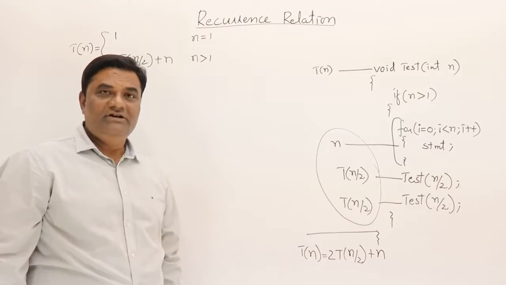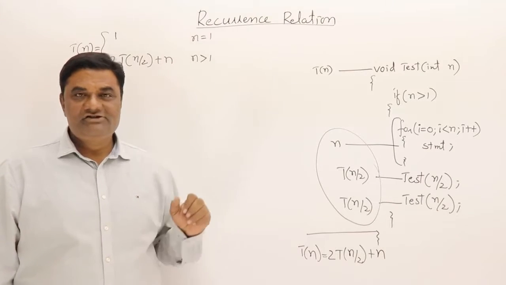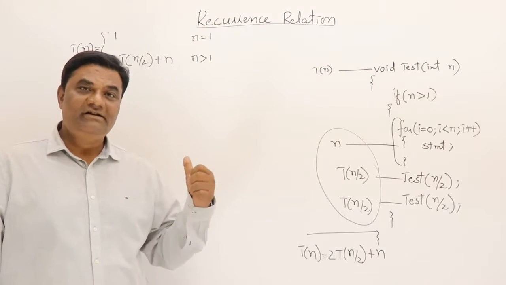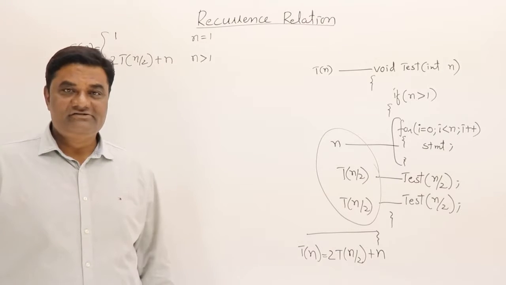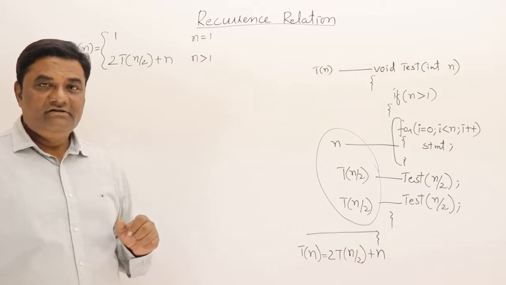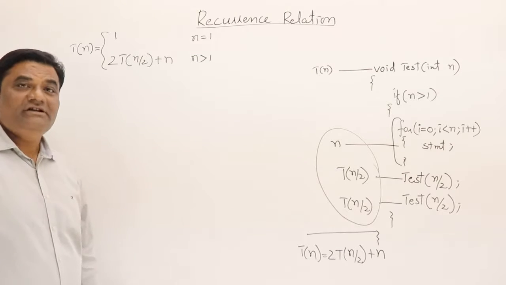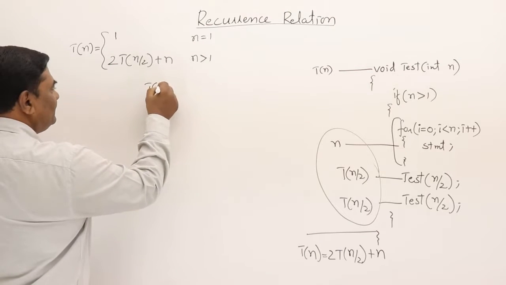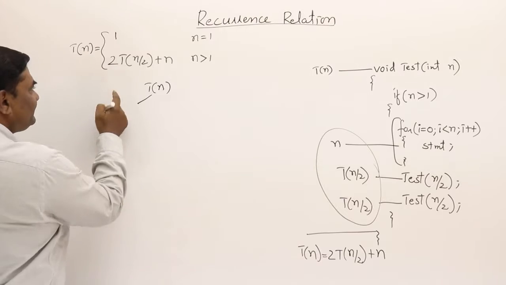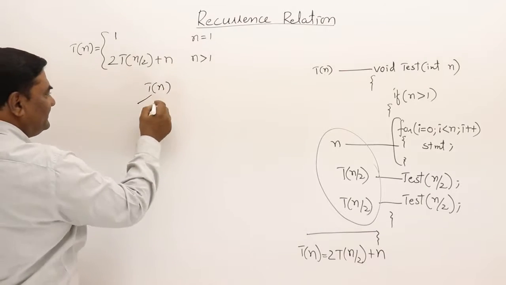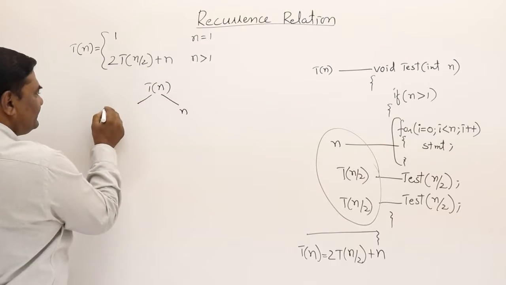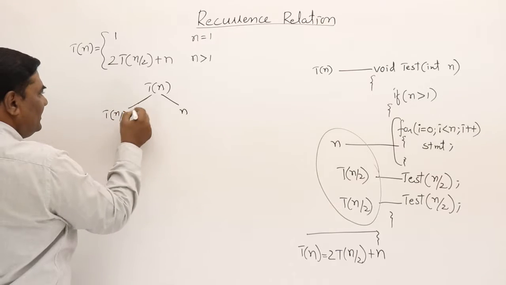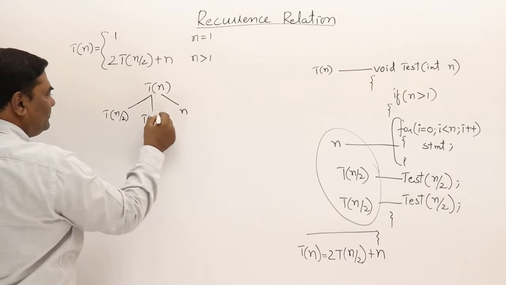T(n) is 1 for n equal to 1. This recurrence relation is very important. The time complexity of some algorithms can be represented using this recurrence relation. I will solve it using the recursion tree method. T(n): this is calling itself 2 times, and then n. So I will write n, and 2 times it is calling itself, so this is T(n/2) as well as T(n/2).